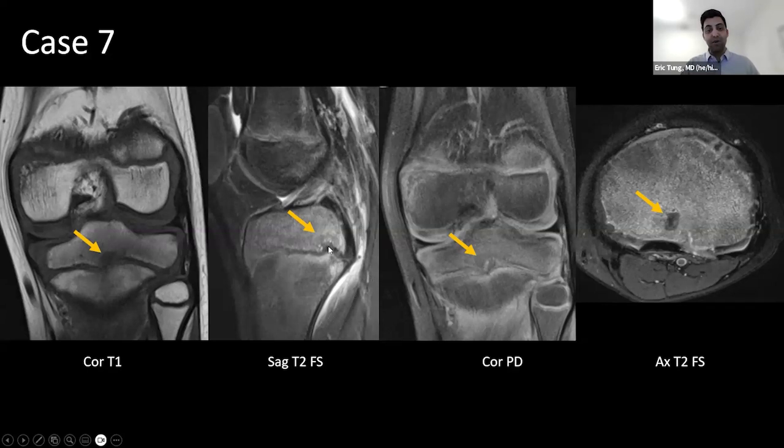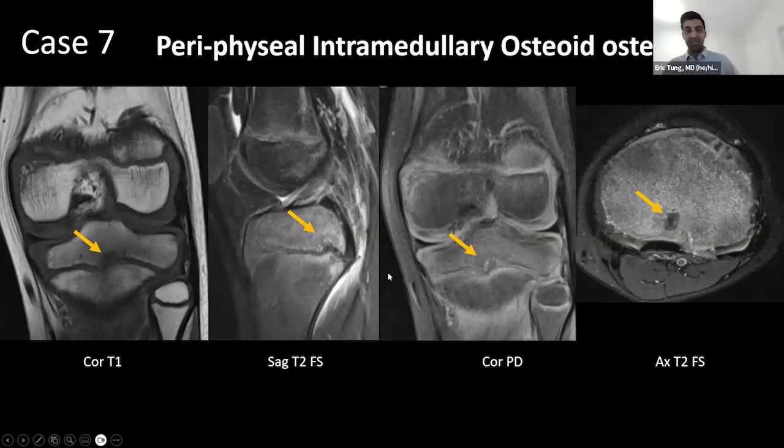And then we see that there is a focal lesion that is adjacent to the physis itself. That seems to be more hypointense than the surrounding edema. And so this is a periphyseal intramedullary osteoid osteoma. And so this is a little bit atypical because it's a bone that we would expect, but not necessarily the location within the bone that's most common for osteoid osteomas.